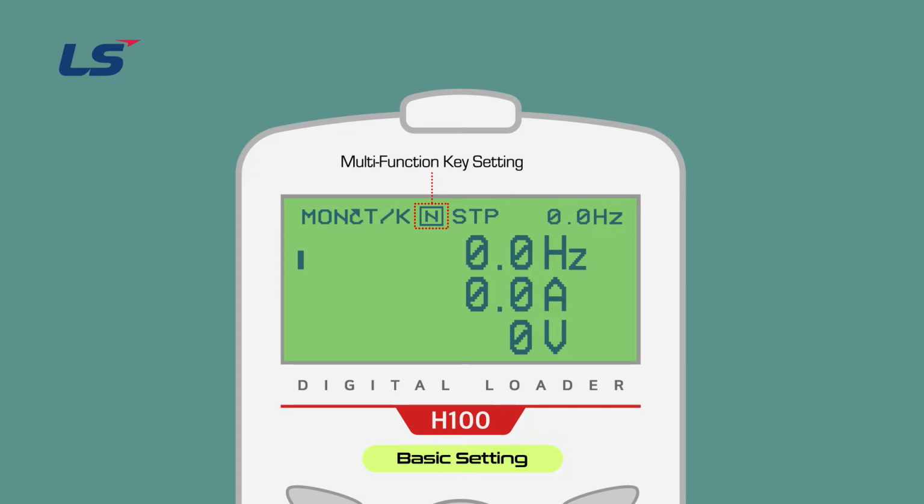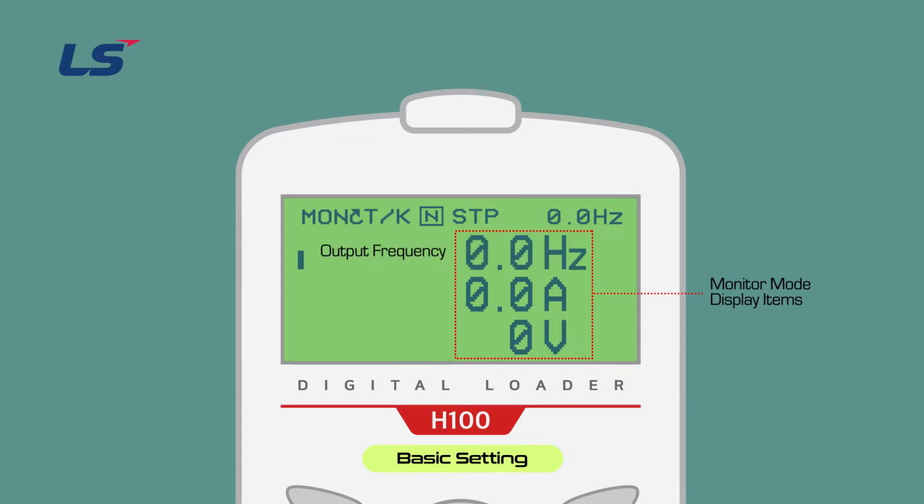This is a multi-function key setting. This indicates the current driving status. STP means the current inverter state stop. This is a status mark. It indicates the current output frequency. Monitor mode display items represent the current frequency, output current, and output voltage. Items displayed can be changed and monitored.